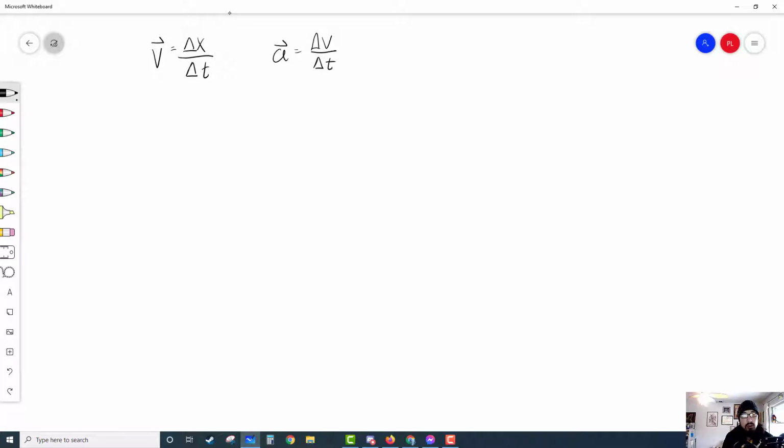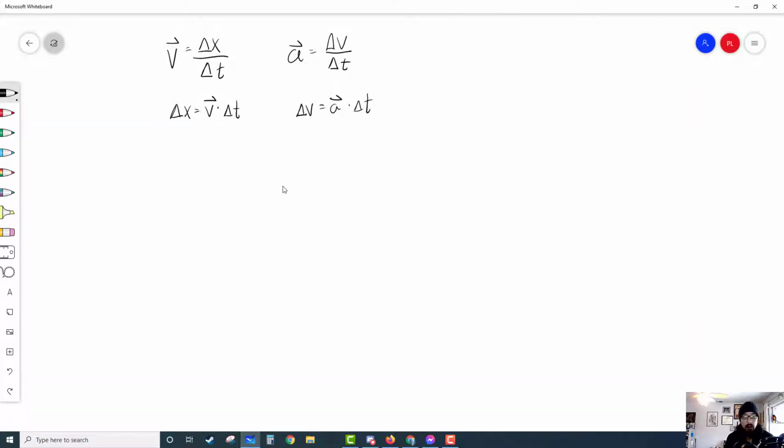Now, I'm going to do something special here. I'm going to rearrange the variables so that we have everything in the numerator. I'm going to multiply both sides by delta t. So I get the displacement is equal to velocity times the change in time. And delta v, or the change in velocity, is equal to the acceleration times the change in time. You'll see why I do that in a little bit. Okay, so with these equations stated, let's do a graph.